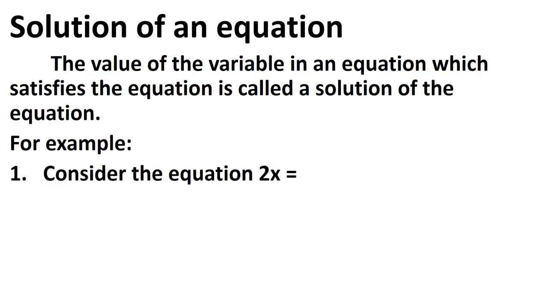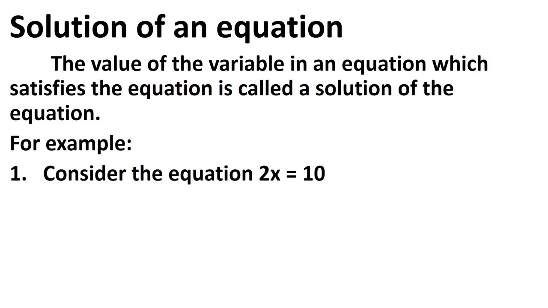Consider the equation 2x equal to 10. This is the equation we have. 2x equal to 10. x is the variable here. Now we have to write down the value of x which makes left hand side equal to right hand side. Again I am explaining, listen carefully. We have one equation 2x equal to 10. Consider the equal sign in the center.